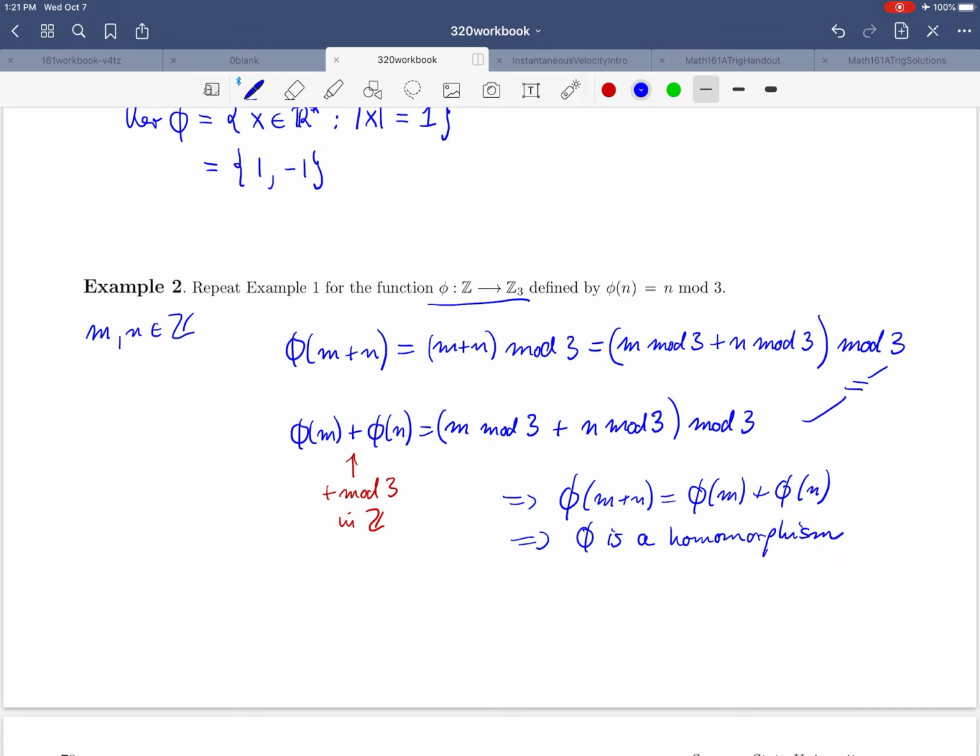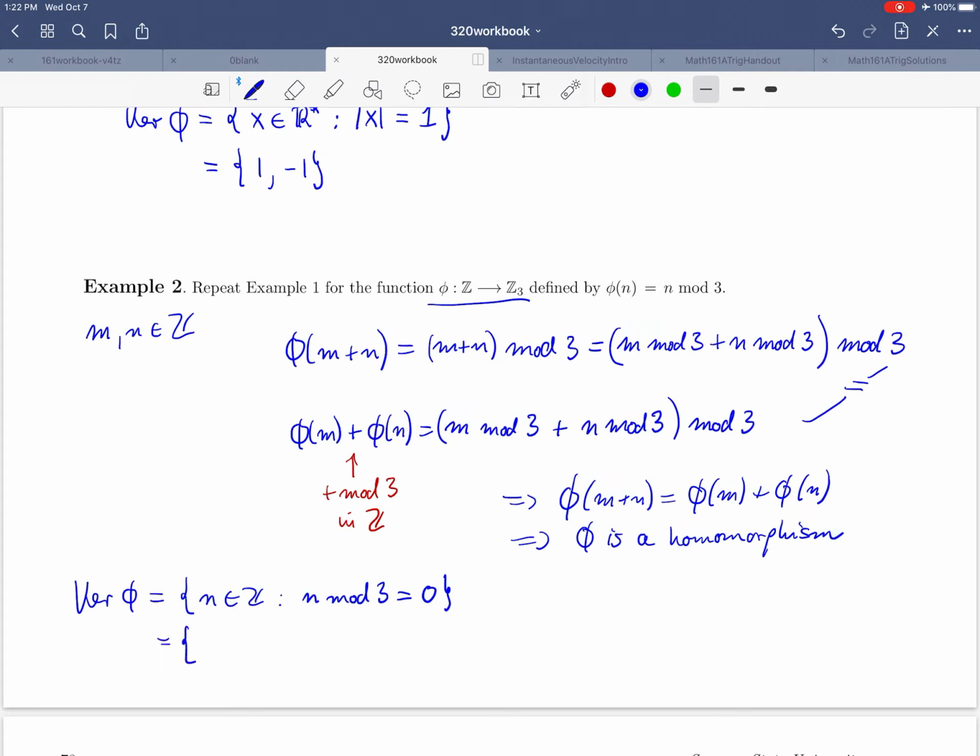So now about the kernel. What's the kernel of this map? So the kernel of phi, if you like, you can pause the video and see if you can figure this out first. So it's everything in Z that maps to the identity in Z3. And the identity in Z3 is 0. And phi of n is n mod 3. So we want n mod 3 to be equal to 0. So we want everything that's equal to 0 mod 3.